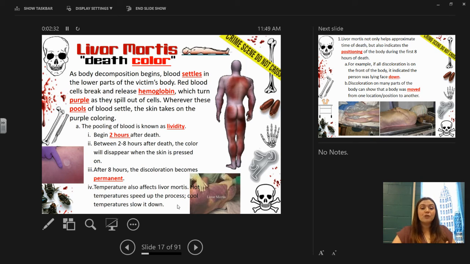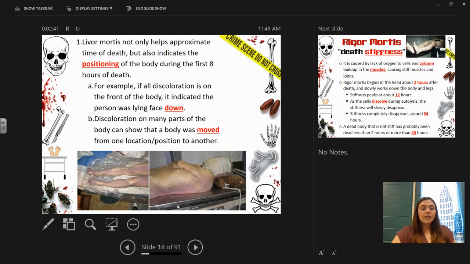You really do have to know the temperature the body was going through to make sure you know what time the color is telling you. So livor mortis does not only help approximate time of death, but also can tell me the position of the body during the first 8 hours after death. During those 8 hours, as gravity is settling the blood, it can tell me what position they were in. So for example, if all the discoloration is on the front of the body, that indicates a person was laying face down. All of the blood went to their face and started turning colors. Discoloration on many parts of the body can show that the body was moved from one location to another. So it actually can tell me that their body has been moved around.